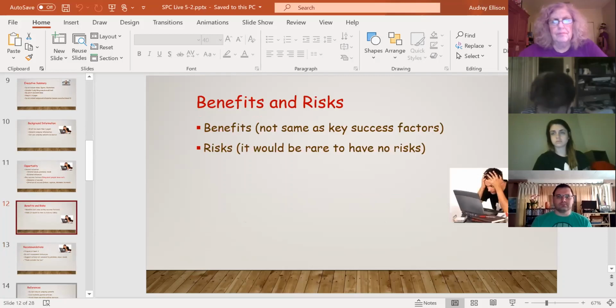Okay, so benefits and risks. Benefits are not the same as key success factors. Benefits are what is the benefit to the organization for implementing change? Why should they do this? What would they see as a benefit? The risks, every organization, every time you do anything, there's a risk. So don't tell me there are no risks. There is always some risk involved in any kind of initiative that you take.